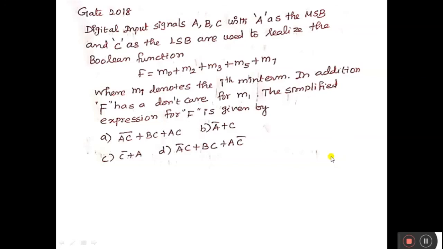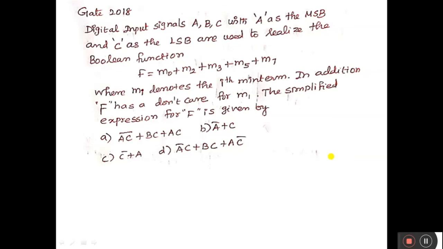Next question, GATE 2018. The digital input signals A, B, C with A as MSB and C as LSB are used to realize the Boolean function f equal to m0 plus m2 plus m3 plus m5 plus m7, where i values are 0, 2, 3, 5, 7. Mi denotes the ith minterm. In addition, f has a don't care for m1.